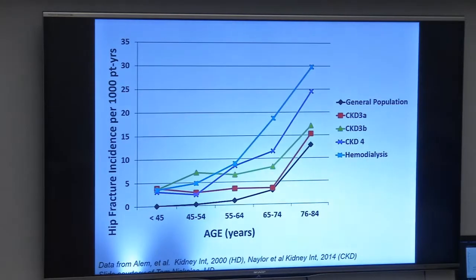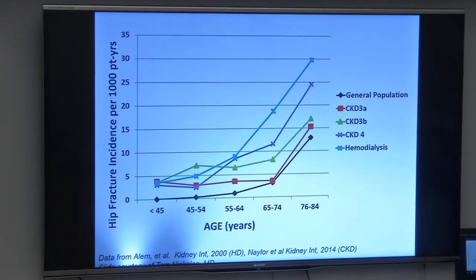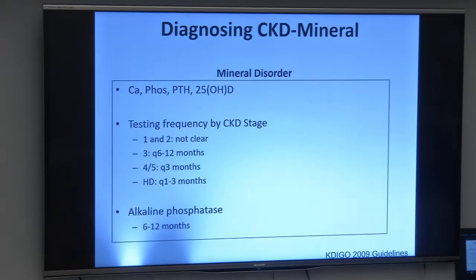And if I showed you mortality figures, you would see the mortality rates after hip fracture in CKD patients are about 3 to 5 times higher than they are in the general population. And then in terms of costs, hip fracture rates alone in CKD patients result in over $500 million worth of healthcare costs for the U.S. population based on 2010 data.